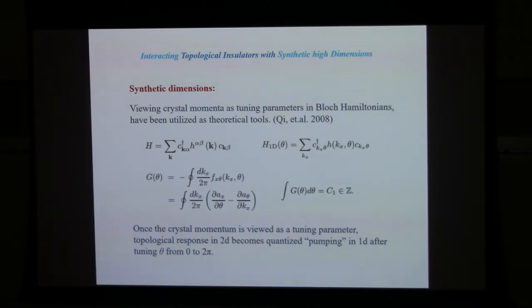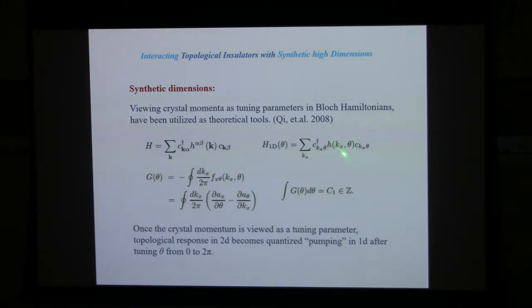Let's imagine a two-dimensional Chern insulator Hamiltonian. The Hamiltonian is parameterized by two parameters, momentum along the x direction, kx, and momentum along the y direction, ky. But actually we can view ky as a parameter. Then for every ky, this Hamiltonian becomes a one-dimensional Hamiltonian, which only has one momentum, kx.